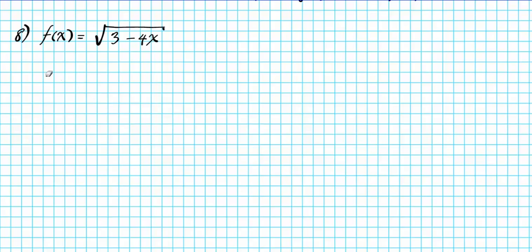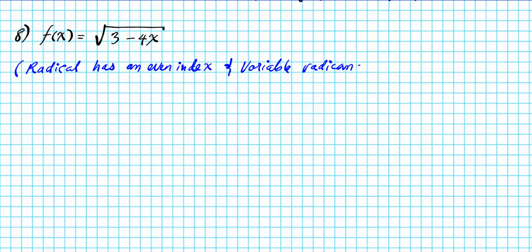Okay, so let's write down the steps that we're going to be using. So since we have the radical with an even index and variable radicand, what's the approach? If you have an even index and a variable radicand, you're simply going to set your radicand greater than or equal to 0. It's only when it's in the denominator that it's greater than, okay? When it's in the numerator, it's greater than or equal to 0. So let's go ahead and do that.